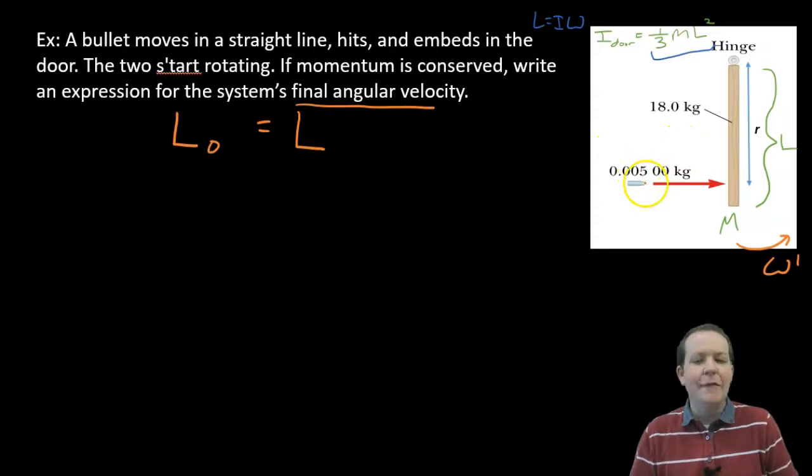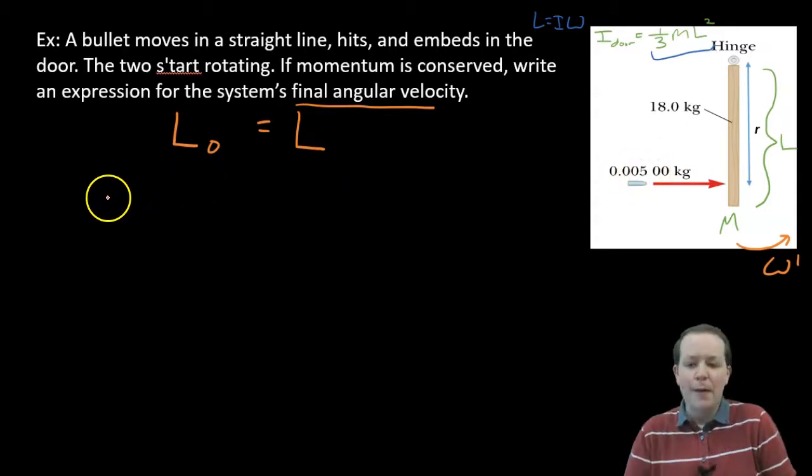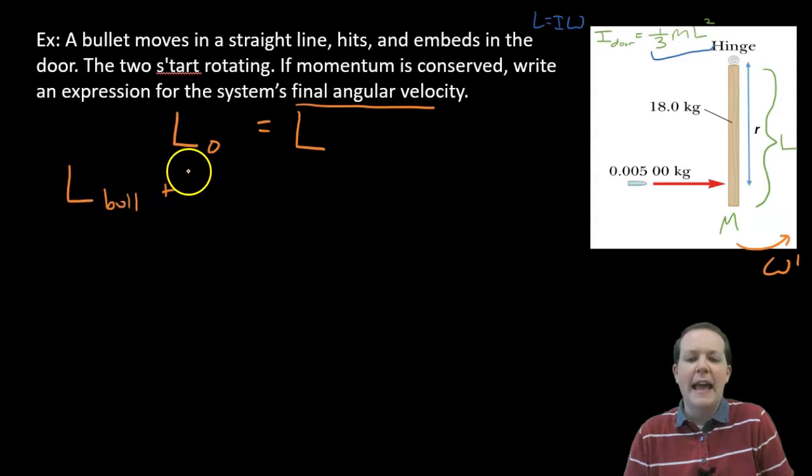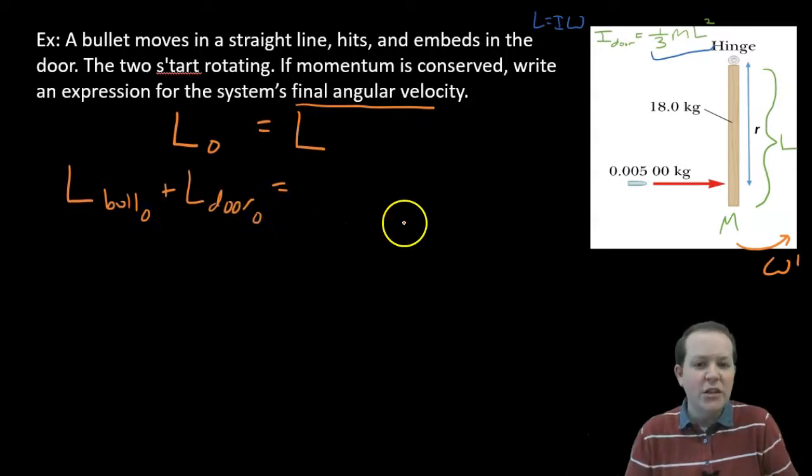Does the bullet have some angular momentum? Yeah, it's weird, but remember, there was a conversion. So yeah, we can say that that bullet has some angular momentum, plus the angular momentum of the door. It's not moving, so it'll probably be at rest. These are the initial quantities. And if they stick together, what did we do? We treated them like one big object, the bullet plus the door.